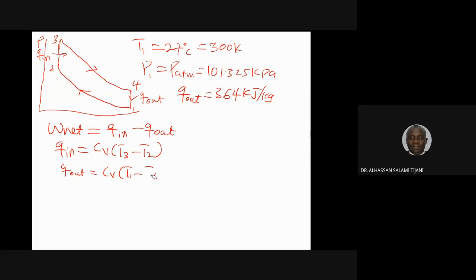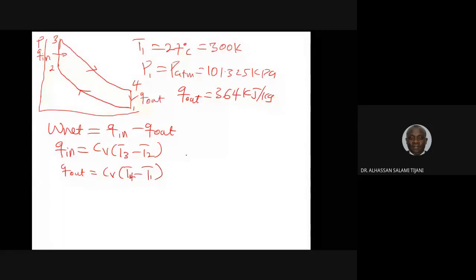Yes, so T4 minus T1, like this. Okay, so now we have to determine, do we know CV? CV is given in the question. CV is the specific heat capacity for air. Even if it is not given, we can look for it in the property table. It is most commonly used and available in the property table, so it's not anything which is beyond our reach.